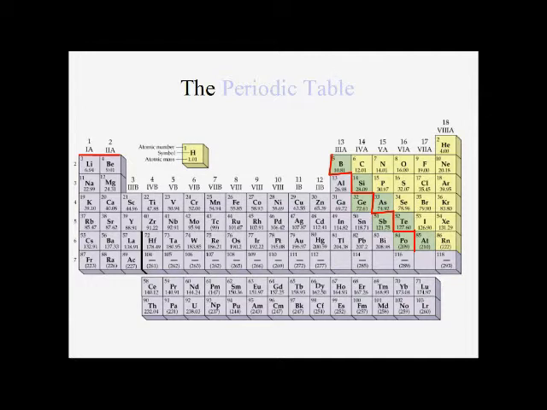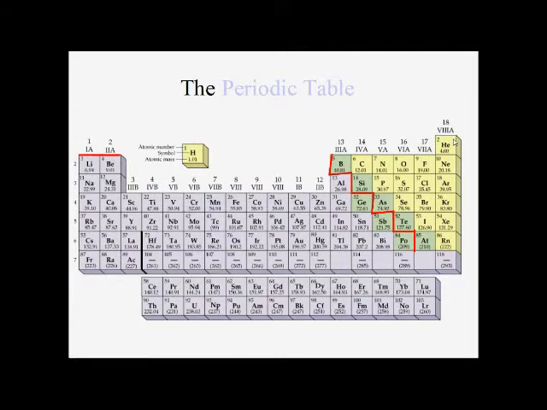The American system uses A and B letters with a Roman numeral, and they start off 1A, 2A, then go to 3B, 4B, 5B, 6B, 7B. Now it's a little odd, it's 8B, 8B, 8B, so we have 3 columns for 8B. Then we go back to 1B, 2B, then 3A, 4A, 5A, 6A, 7A, 8A.